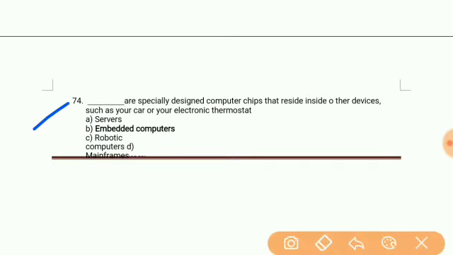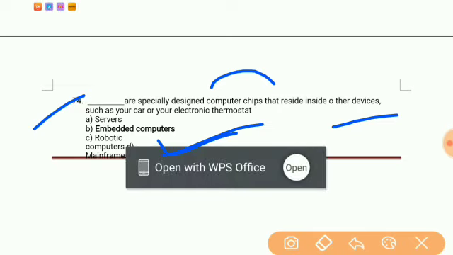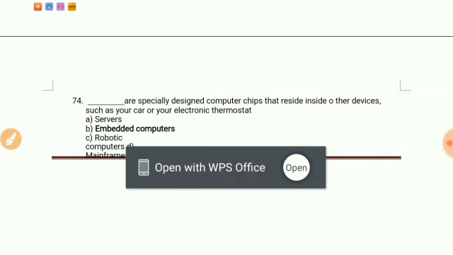Then a specially designed computer, that is embedded computer chips. Embedded computers are specially designed computer chips that reside inside other devices such as your car or your electronic thermostat, that is an embedded computer.